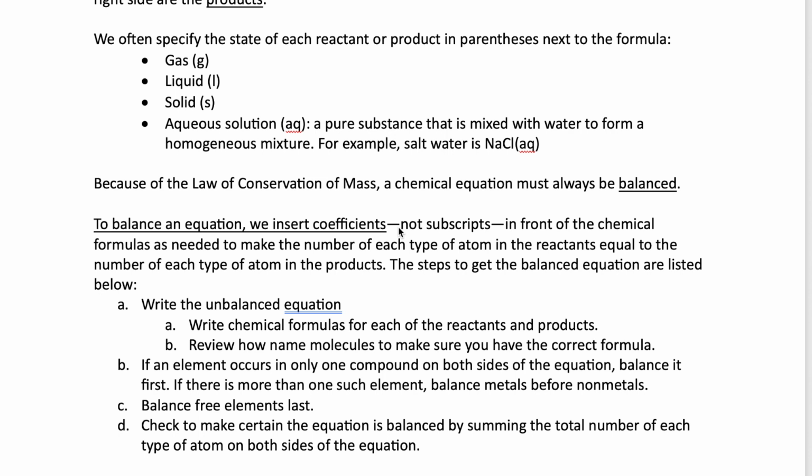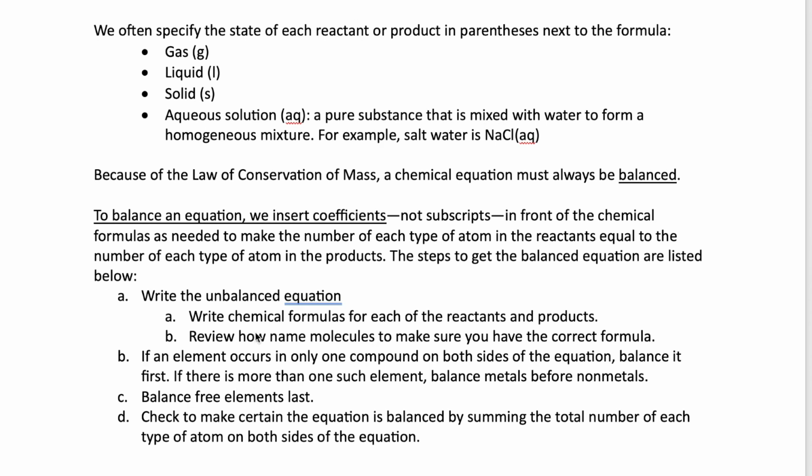That's why we learn all those naming rules earlier, with the naming of covalent or ionic compounds, so that later on when you have to write the formula, you know how to write the correct chemical formula. Once the chemical formula is written correctly, you're going to try to balance this starting with compounds where there's only one type of that element.